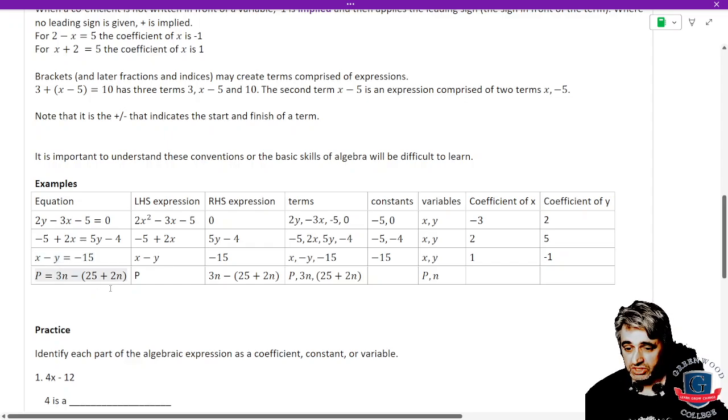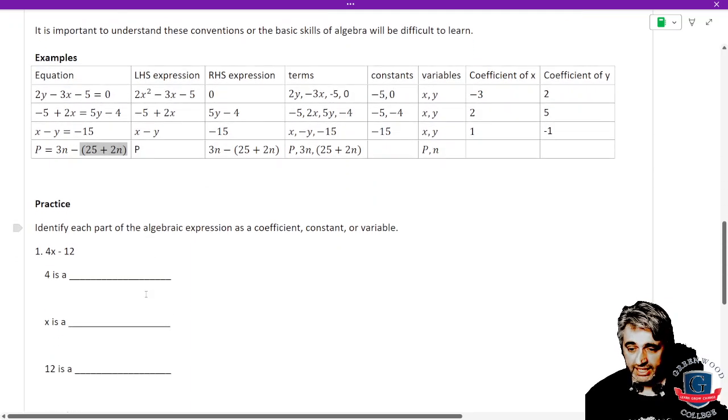And last but not least, this expression we looked at last time. The left-hand side expression is p. The right-hand side expression is 3n take (25 plus n). The terms in this case are p, 3n, and (25 plus 2n). It has no constants because we can't count 25, as it's part of a term. There are no coefficients of x because there are no x's in it, and no coefficients of y because there are no y's in it.